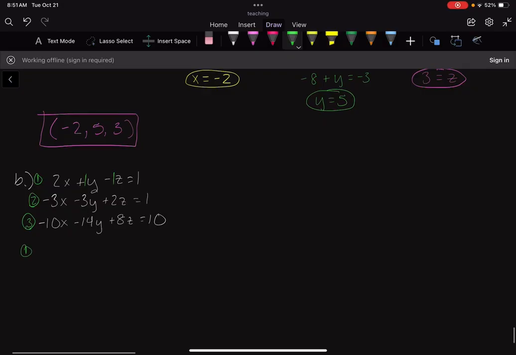So first, I'm going to take 1 and 2. I'm going to multiply the first one by 2. That way I can cancel out my z's. So I get 4x plus 2y minus 2z equals 2. Didn't change the bottom at all. Now I can add these together and I'll get my new equation.